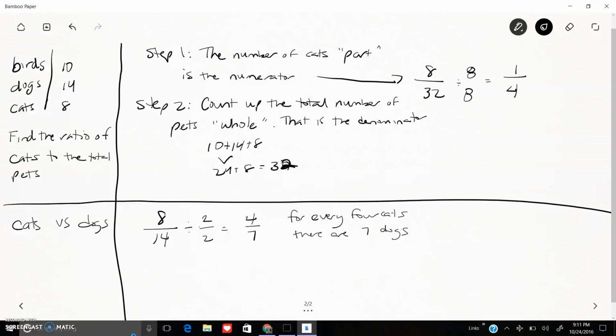Let's try another problem. All right, what if I have 30 flowers and I want to divide those into 2 groups with a ratio of 2 to 3.